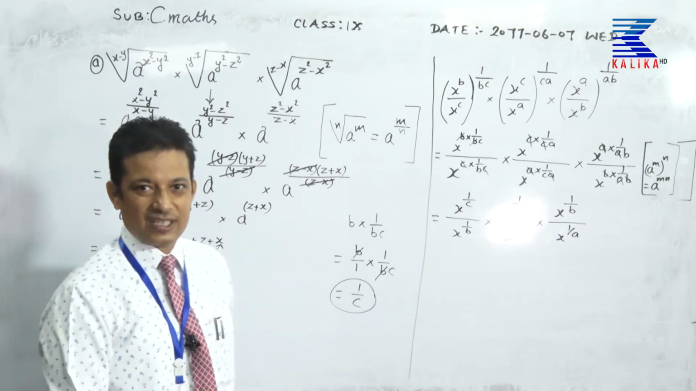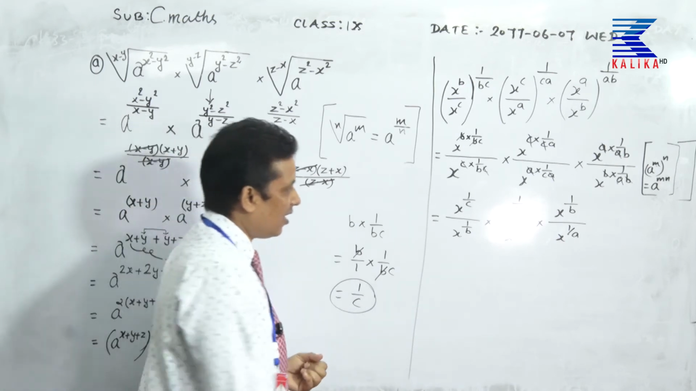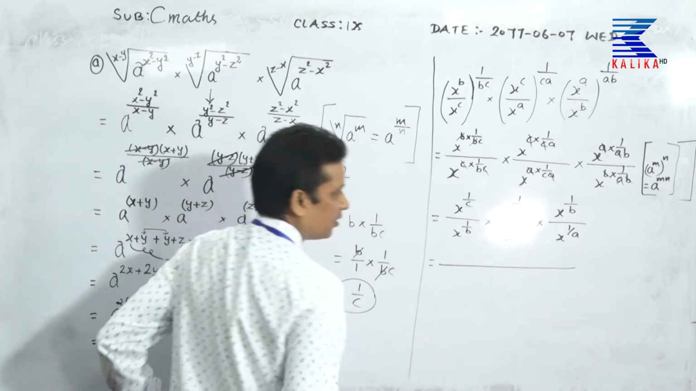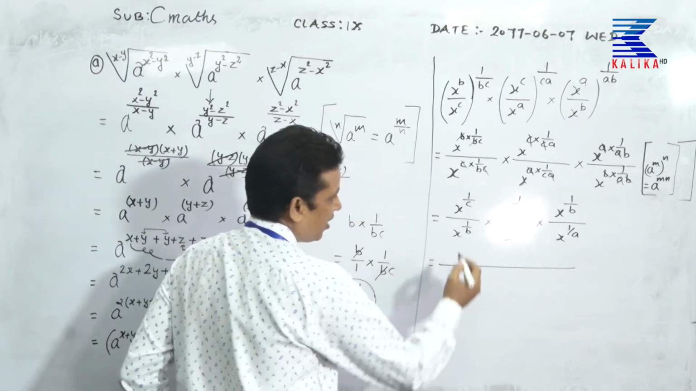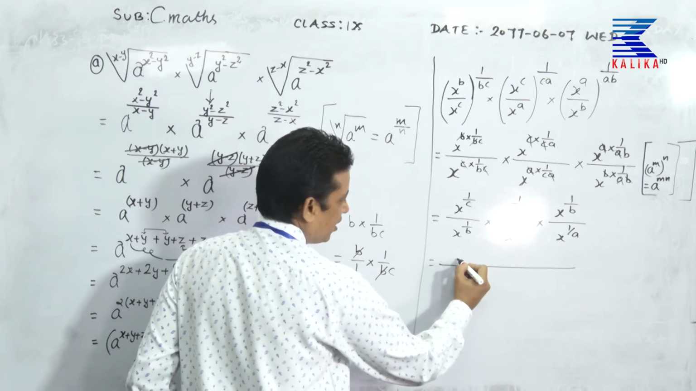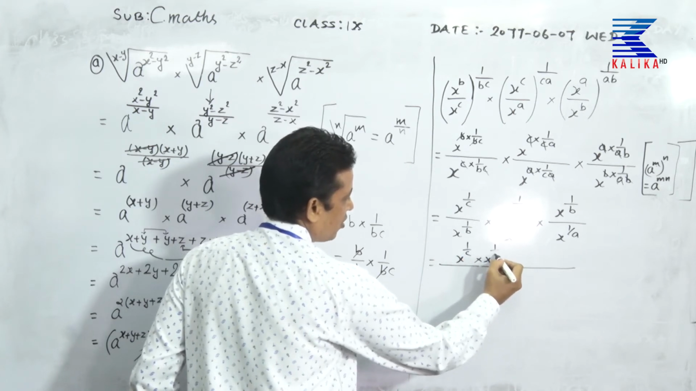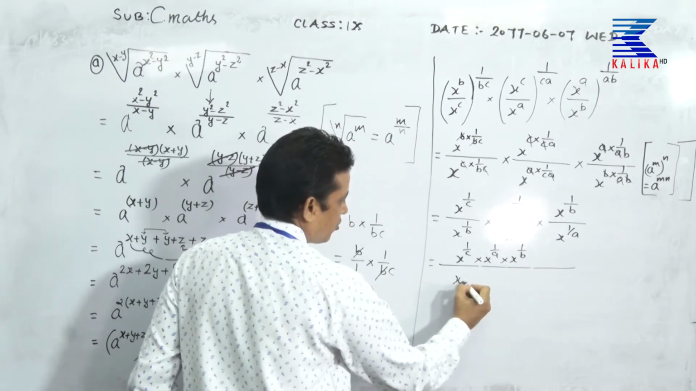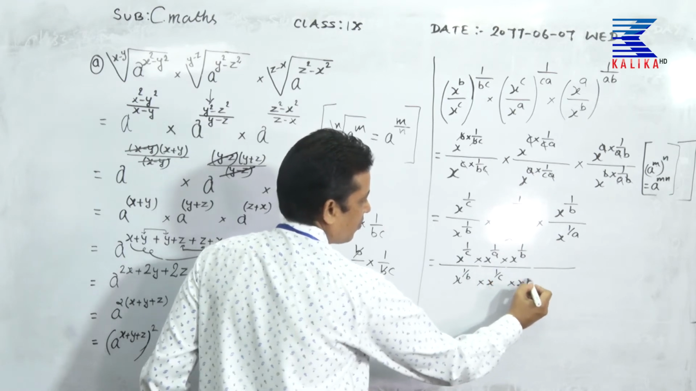So, look, dear student, now what can we do? This is x to the power, okay, to make you know about the laws of indices. Without cutting also we can do. It can be written as x to the power 1 by c, x to the power 1 by a, x to the power 1 by b, x to the power 1 by b, x to the power 1 by c, x to the power 1 by a.